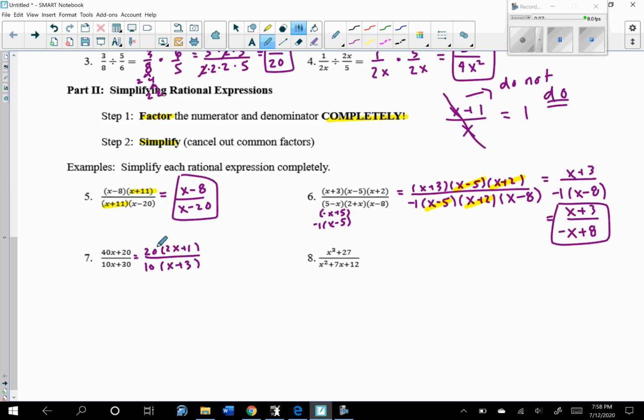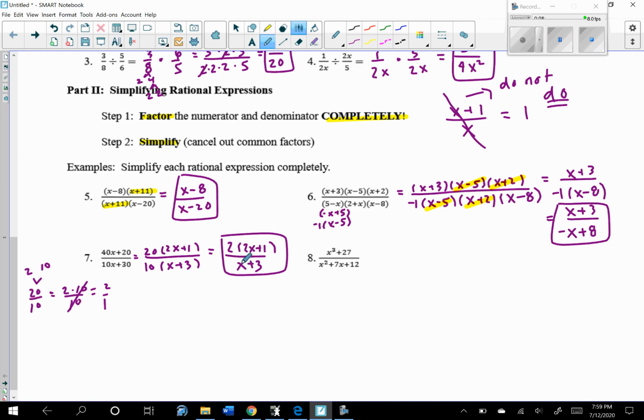Now that this is being multiplied and this is being multiplied, there are no other terms attached to it. I can simplify that. I know that 20 over 10, well, 20 breaks down into 2 times 10. So this is 2 times 10 over 10. The 10s cancel out to give me 2 over 1 or just 2. Because these don't cancel out, this is really 2 times 2x plus 1 over x plus 3. And that's going to be our answer.